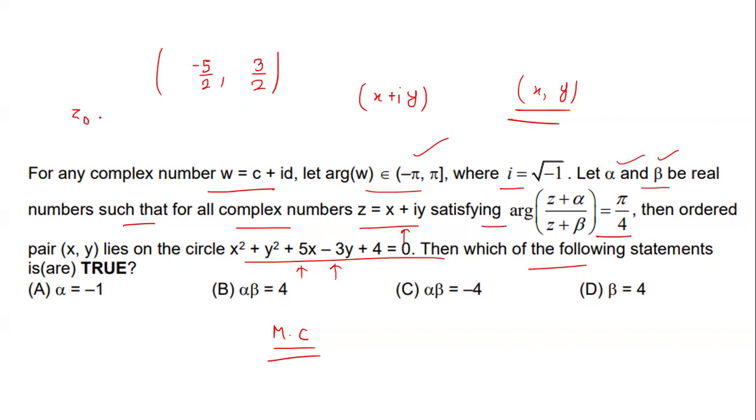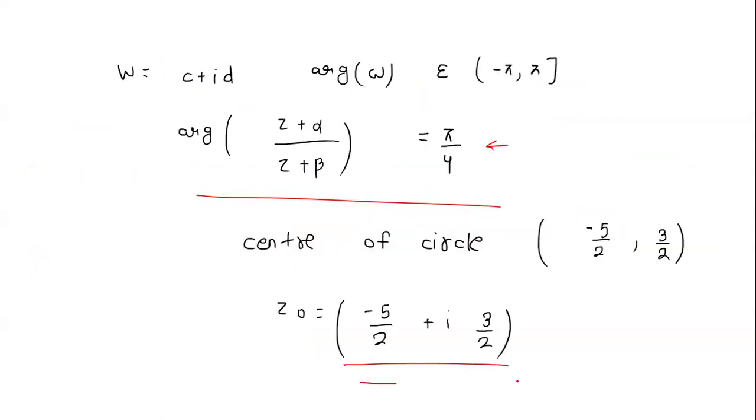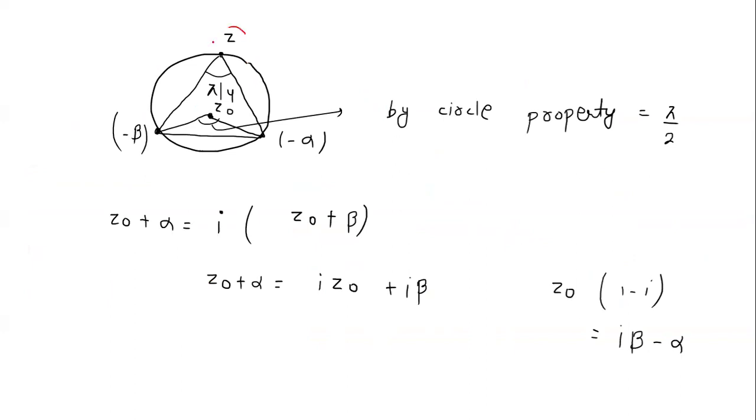So in the complex form, we know z is x plus iota y, so the center of the circle is this. The z naught will become minus 5 by 2 plus 3 by 2 times iota. So this is the center of the circle we know. Now you see this z lies on the circle, and this satisfies this property: argument of (z plus alpha) divided by (z plus beta) is equal to pi by 4. Let's say this is minus beta which is also lying on the circle, and this is minus alpha which is also lying on the circle.